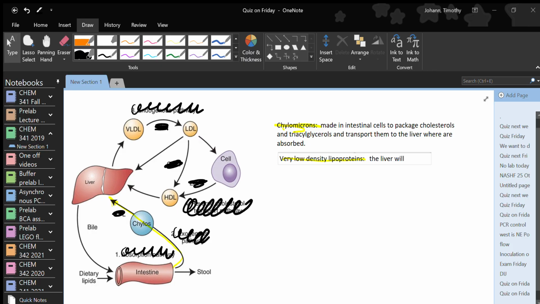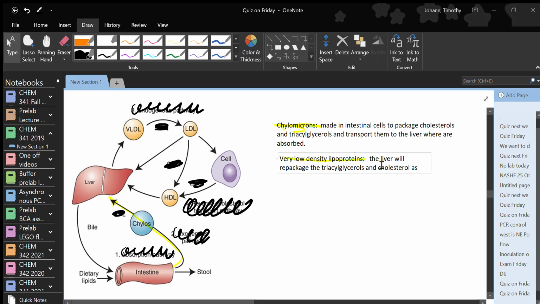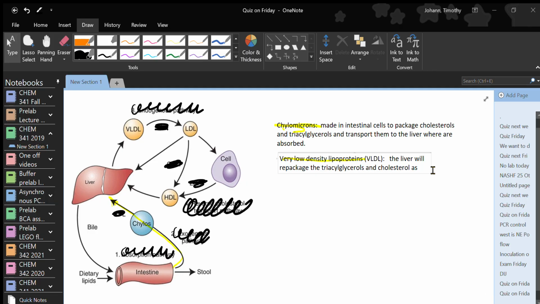So the liver will repackage the triacylglycerols and cholesterol as very low density lipoproteins. Here, let me go ahead and abbreviate them up here. So VLDL, which you don't really hear about. I'm trying to think, I just had a blood test. I should have looked and seen if VLDL showed up. LDL shows up, HDL shows up.